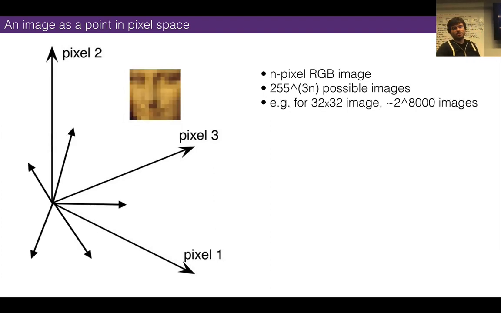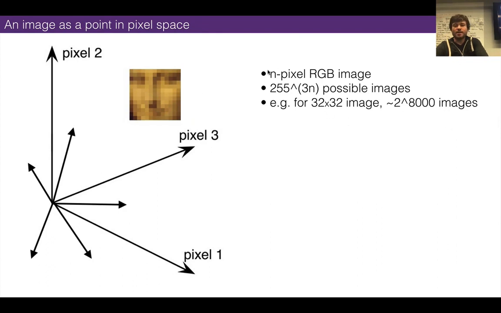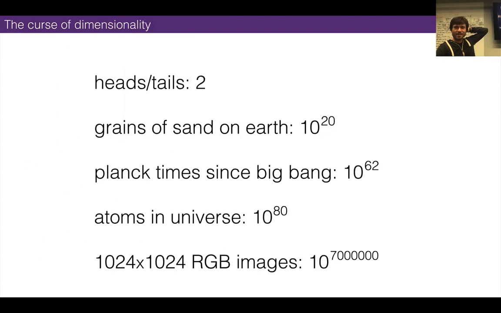So here's an example. If we're talking about faces or pictures that are 32 by 32 pixels and in color, then we have 255 to the 3n, so 255 to the 3072, which is roughly 2 to the 8,000th power. It's just some unimaginable number. The number of possible 32 by 32 pixel images that you can create is astronomical. So modeling them is really important because there's a lot of empty space out there, and we just have to get rid of it. This is what's called the curse of dimensionality. The more dimensions you have in your data, the exponentially more empty space becomes. Grains of sand on Earth, 10 to the 20th.